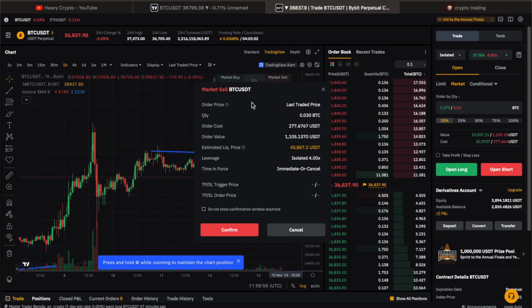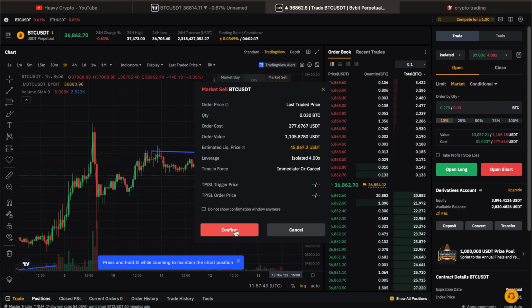Okay, so the order price says last traded price because I'm using the current price to enter a position, and quantity is 0.030 BTC, and it's gonna cost me 277 USD. The order value is 1,105. This is the order value because if you take this 277 times 4, it's gonna give you 1,105, and I'm using isolated leverage, which is 4x, and time in force is immediate or cancel.